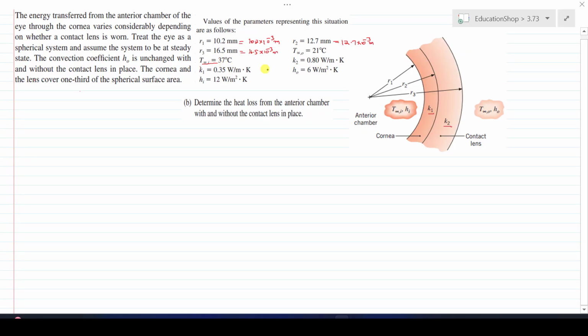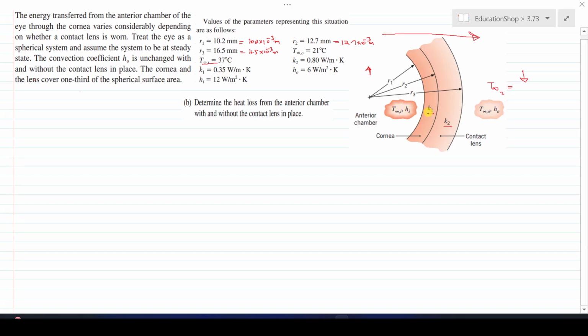The inside temperature of the anterior chamber is T infinity 1, that is 37 centigrade, and the temperature outside these two layers, the first layer cornea and the second layer contact lens, is T infinity 2, that is 21 centigrade. The inside temperature of the anterior chamber is higher than the outside temperature, that's why the heat transfer occurs from higher towards lower.